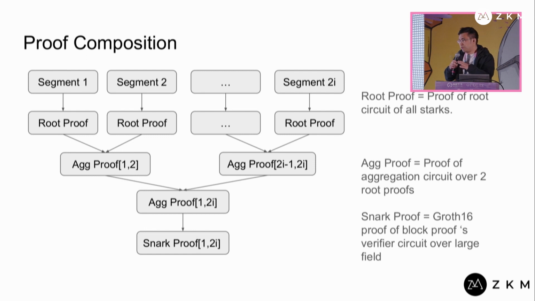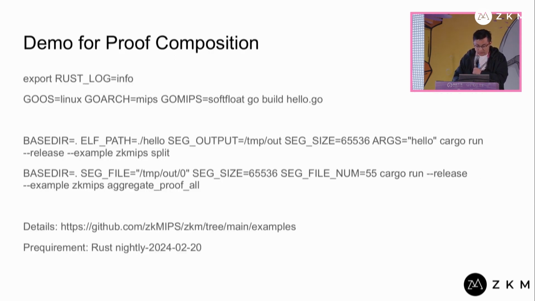Finally, as we know, the STARK proof is quite large. It may reach up to 4 megabytes. So we need to use some other SNARK algorithm to compress the proof. Here we use Groth16, and we can achieve a constant proof size of about 200 bytes. And that's the demo for our proof composition.